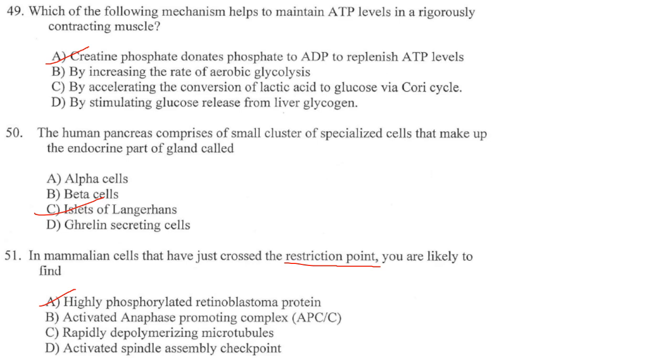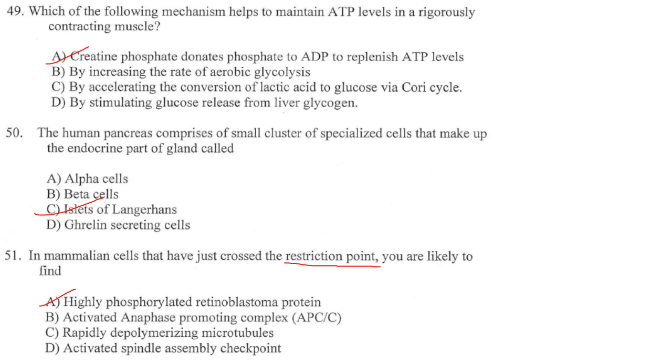Then, in mammalian cells that have just crossed the restriction point, you are likely to find. So, restriction point is also known as G1 checkpoint. Now, when the cell is at the G1 checkpoint, the retinoblastoma or the RB protein is dephosphorylated and it binds to the transcription factor called E2F.